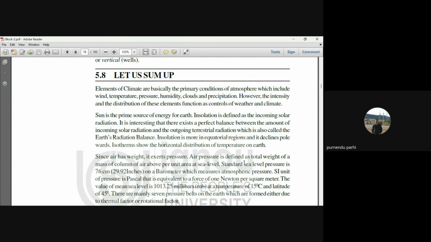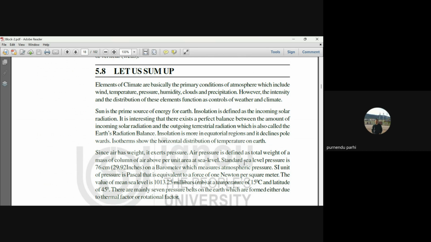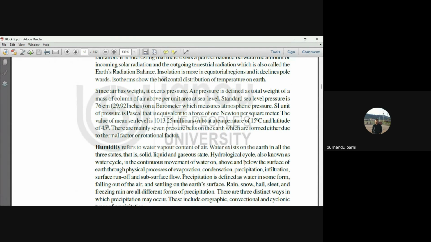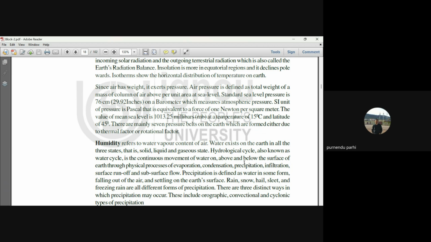Insolation is more in equatorial region and it declines polewards. Isotherms show the horizontal distribution of temperature on Earth. Since air has weight, it exerts pressure. Air pressure is defined as the total weight of the column of air above per unit of area at sea level. Standard sea level pressure is 76 centimeter on a barometer, which measures the atmospheric pressure.